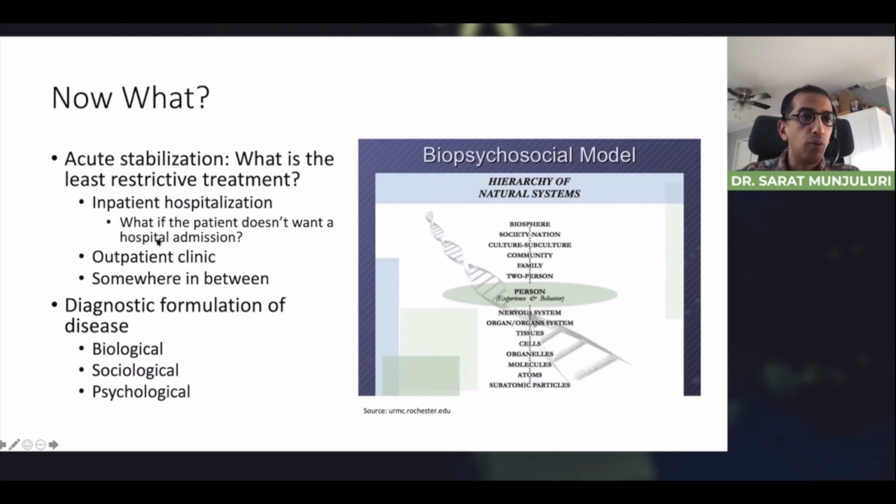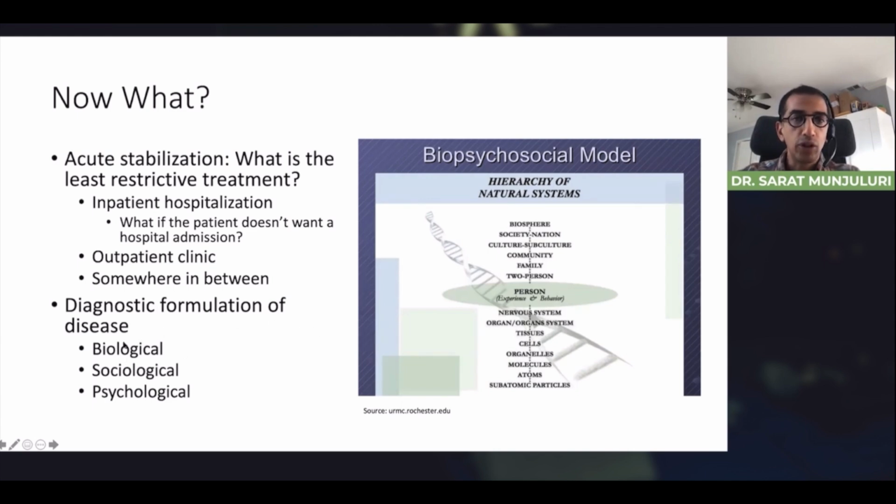Well, what if an inpatient hospitalization is what we don't need, but outpatient clinic treatment makes sense, or somewhere in between? And there's this kind of structure in psychiatry of, okay, the inpatient hospitalization, and then maybe you have places where you go during the day, but then you go home at night, or you're just having your clinic appointment that you have every so often.